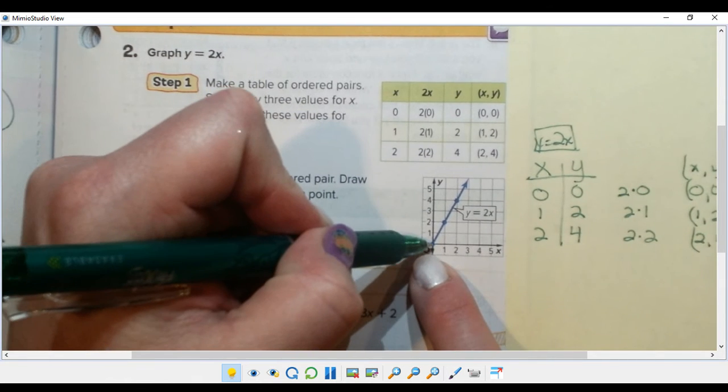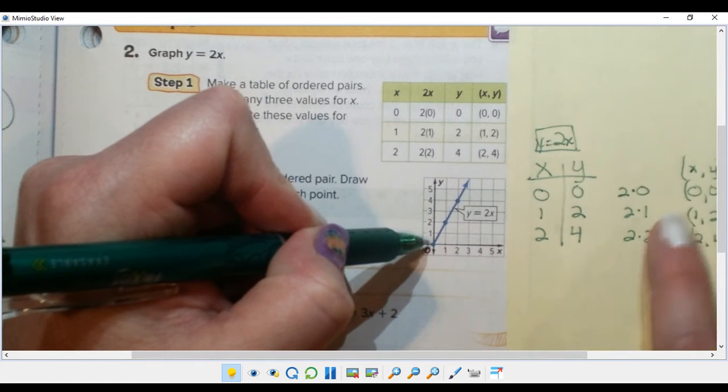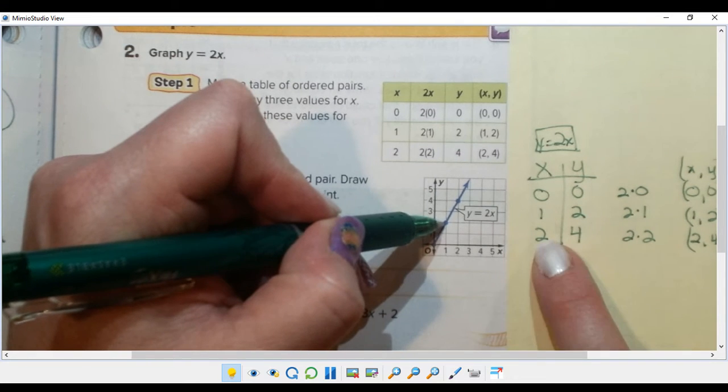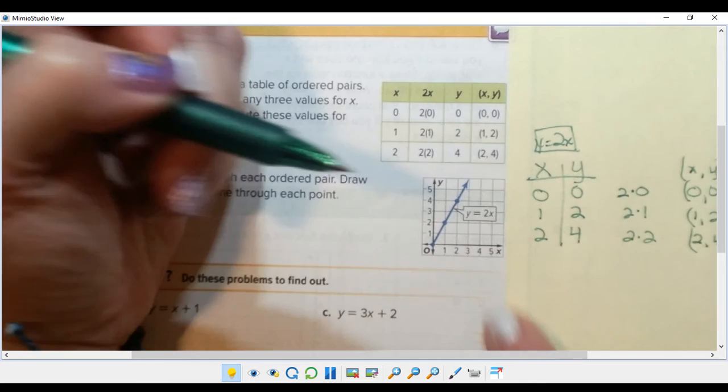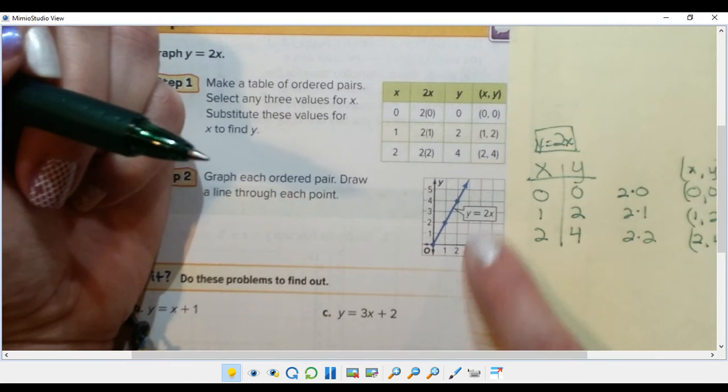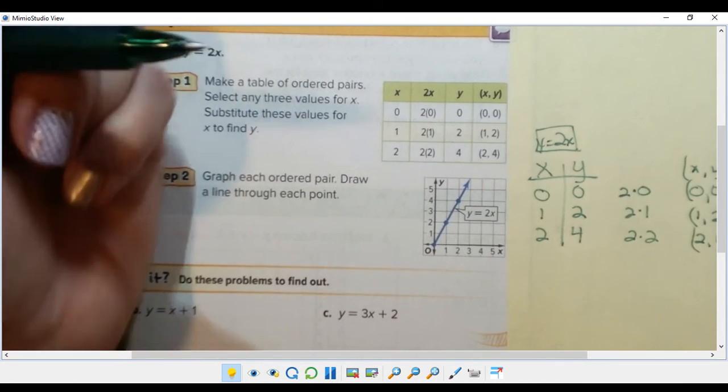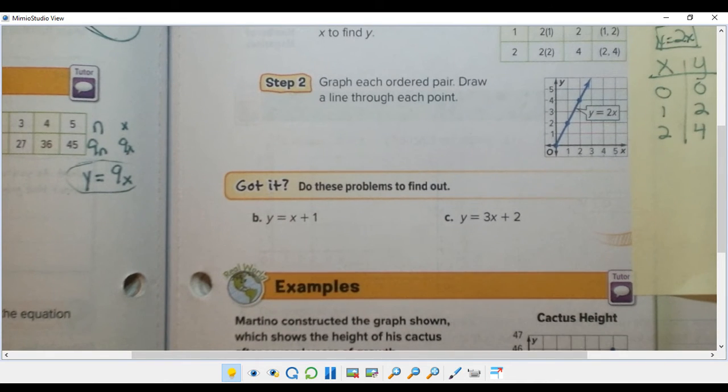So here's my over 0, up 0, make a dot. Over 1, up 2, make a dot. Over 2, up 4, make a dot. And then connect them through. It made a line. It's a linear equation. All right, let's go to the got it and try this now.